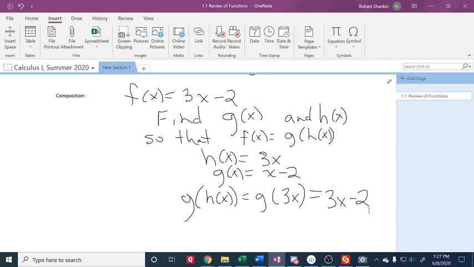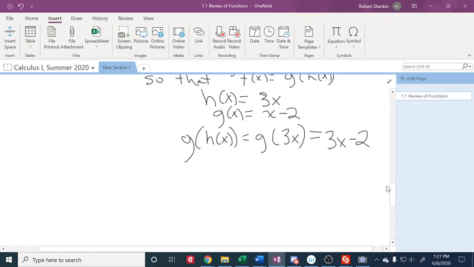Group 5, what do you think? One answer? I think it's not unique. Yes. So there is another possible answer. Okay. And it turns out you are totally correct.